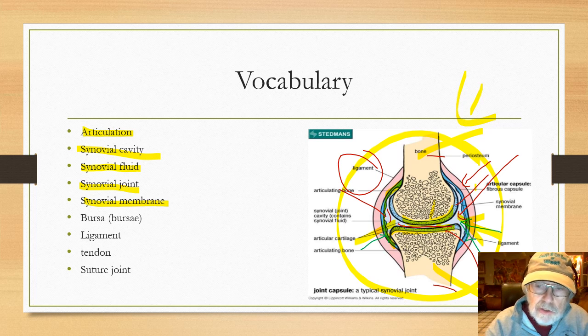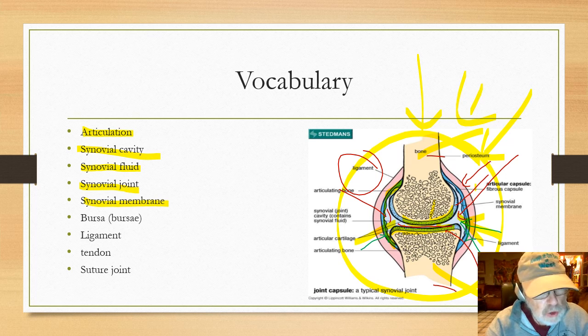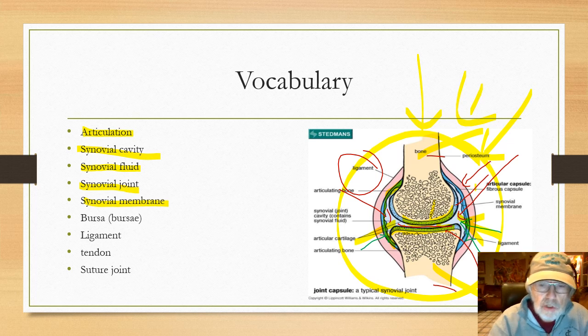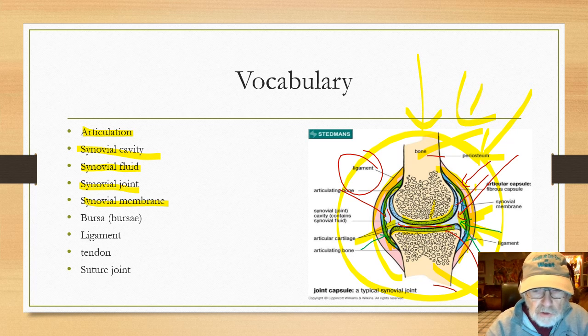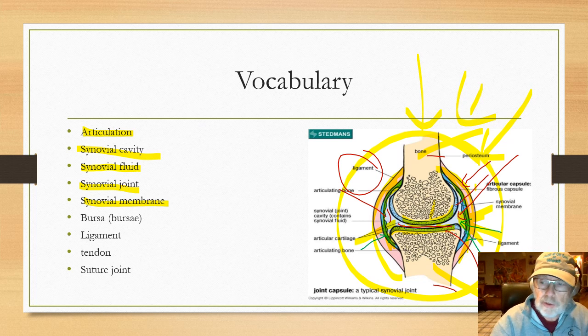Most of the movable joints in the body are synovial joints: your shoulder joint, knee joint, ankle joint, finger joints, elbow joint, and hip joint. These are the ones we usually think of as joints. There are different types of joints, and I'll talk about those in a little bit. A synovial joint has a capsule lined inside with the synovial membrane. That membrane makes synovial fluid, which fills the synovial cavity, and that creates what's called a synovial joint.